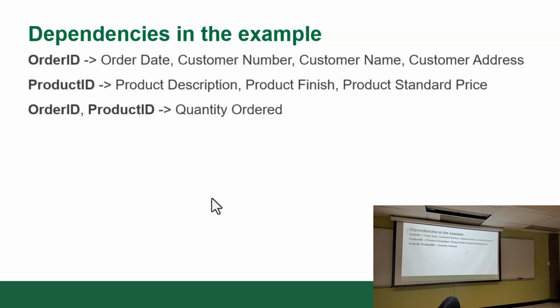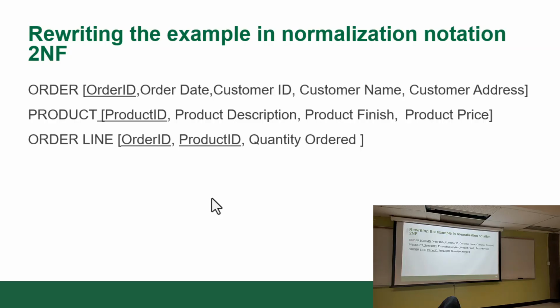So the order date, customer number, name, and address are dependent on the order ID. The description, finish, and price are part of product ID. The quantity is part of order ID and product ID. That's the breakdown of these entities. And of course, when I did these slides, I didn't write it in the right format. If we were to write it in the correct format, yes, apparently I did fix it last semester, the last semester I taught this, it's going to look like this.